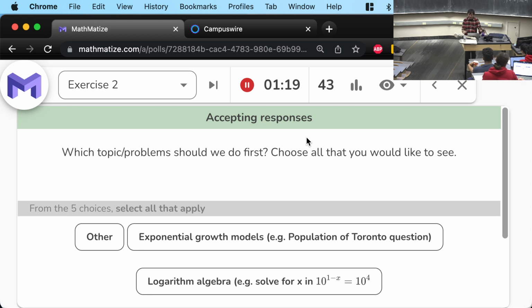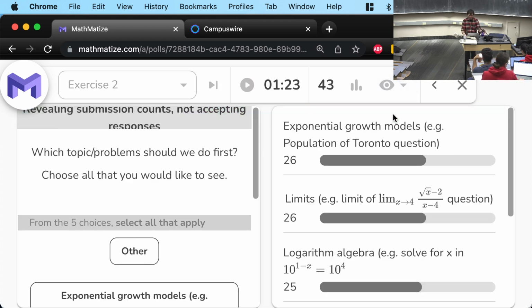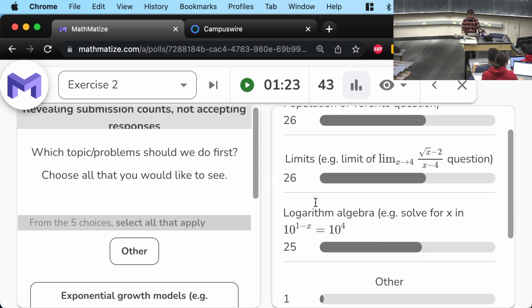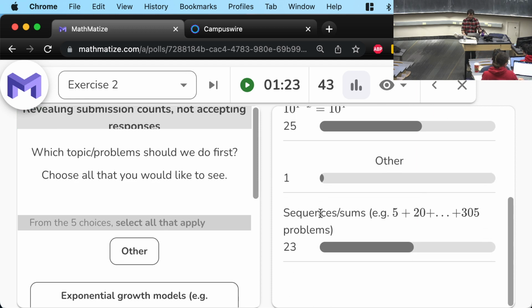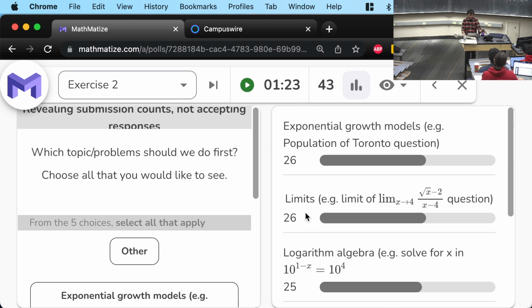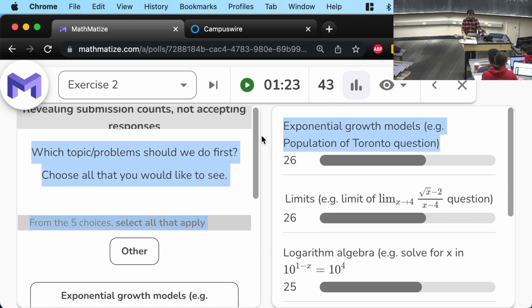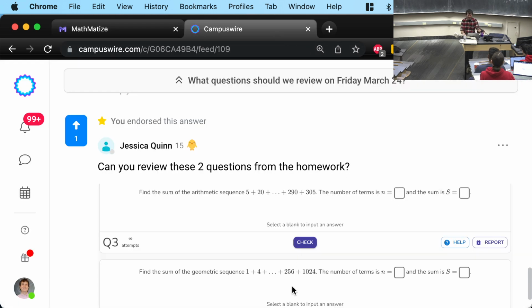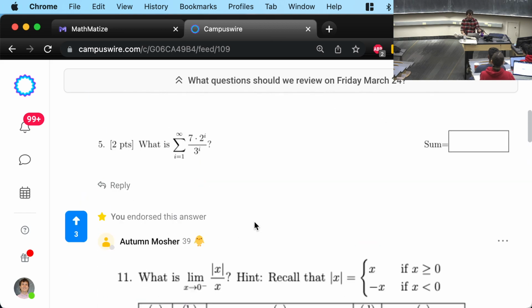Okay. Let's look at what the votes are. Okay, 43 people voted. 26 here, 25 for the other one, 23 for sequences. So I guess a very narrow vote. Let's start with these two. Let's start with this exponential growth problem. And this was a good one. And I think this one also has some good problem-solving strategies in it. So this is the problem, and it is the most upvoted, I think, on CampusWire as well.